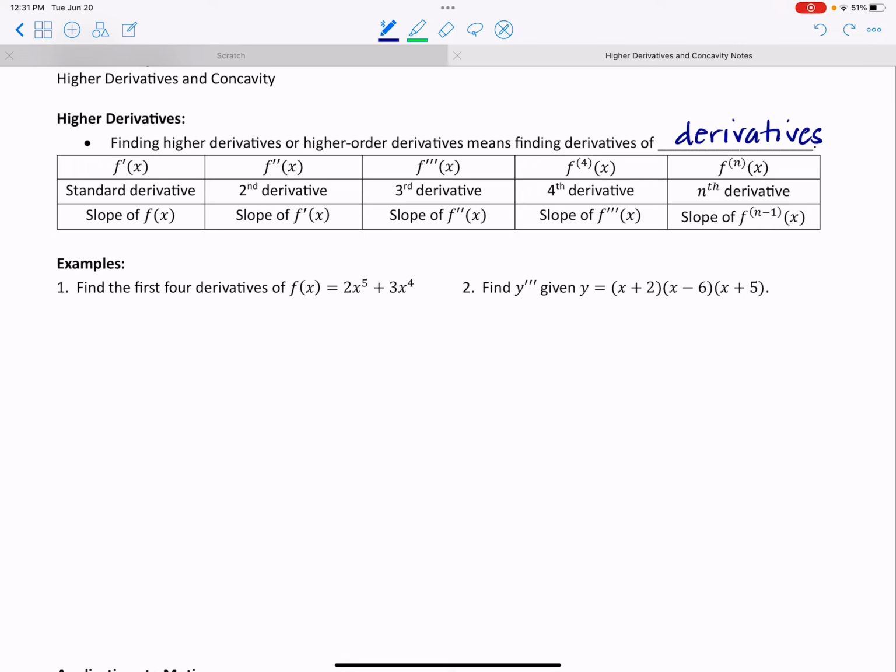But notice that that 4 is in parentheses because if our function, let's say it was called y, I don't want to put y to the fourth like this where it looks like an exponent. We keep the 4 in the parentheses that says find the fourth derivative of y.